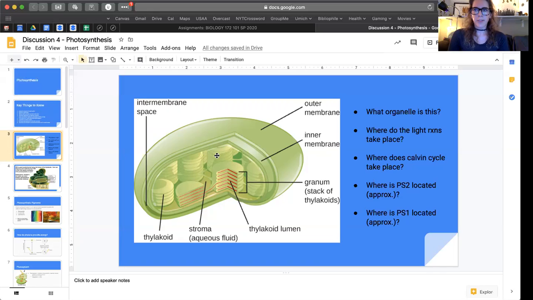So if we remember, the light reactions take place inside the thylakoid membranes. So all up on these little membranes in this entire stack of granum. The Calvin cycle, on the other hand, takes place in the stroma itself.